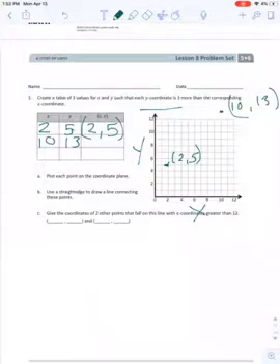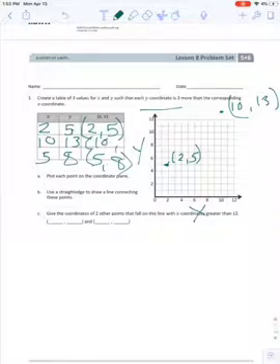And let's do another one. How about 5? And if y has to be 3 more, it'd be 5, 8. Forgot to fill this in. Okay. 5 and then 8.